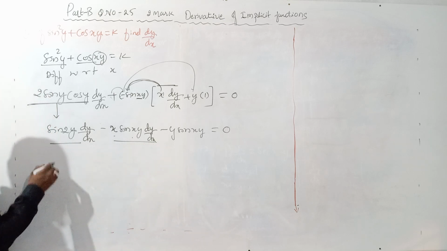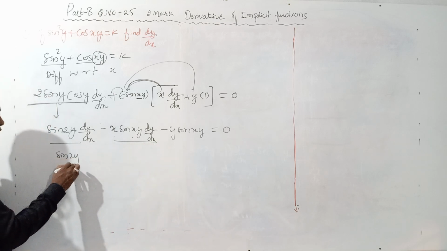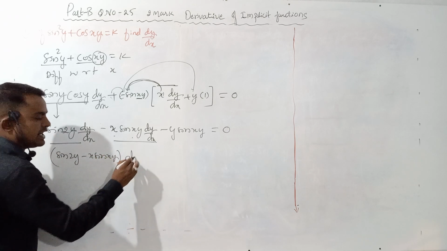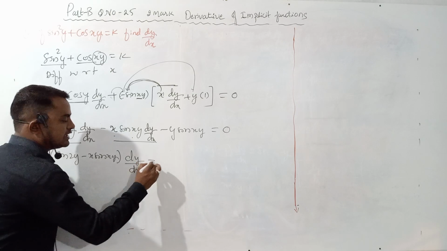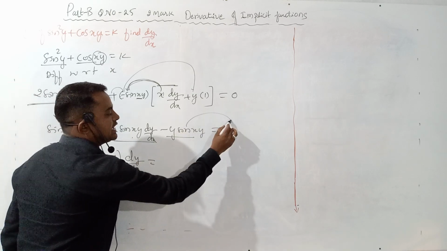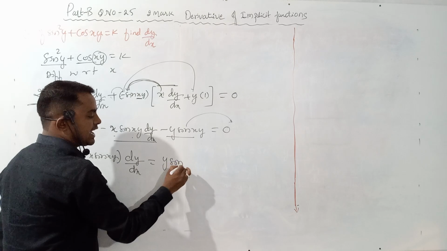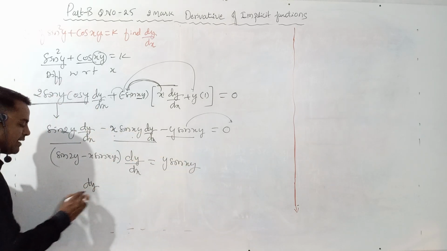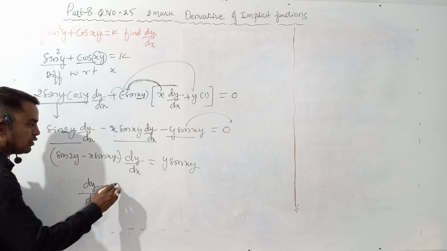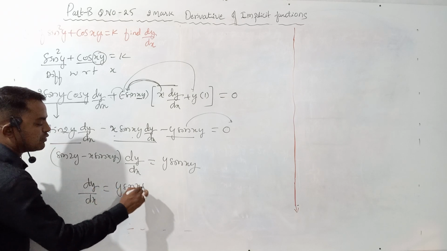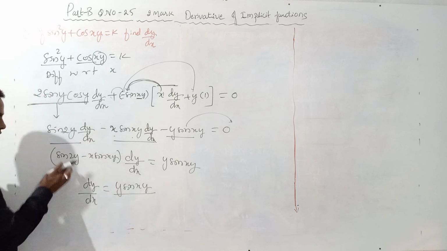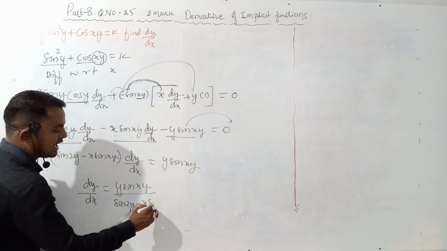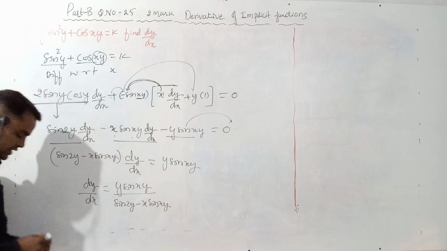Now dy by dx is common here: sin 2y minus x sin xy. dy by dx is equal to, this term goes to the right side, it will become plus y sin xy. Now solve for dy by dx. dy by dx is equal to y sin xy divided by sin 2y minus x sin xy. So this is the final answer.